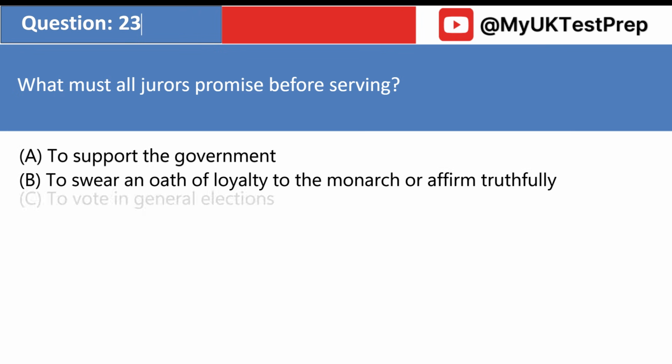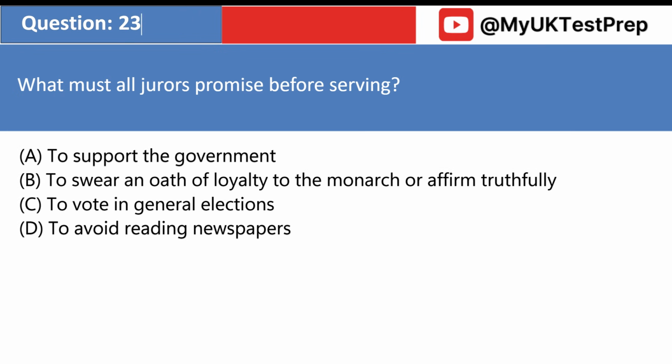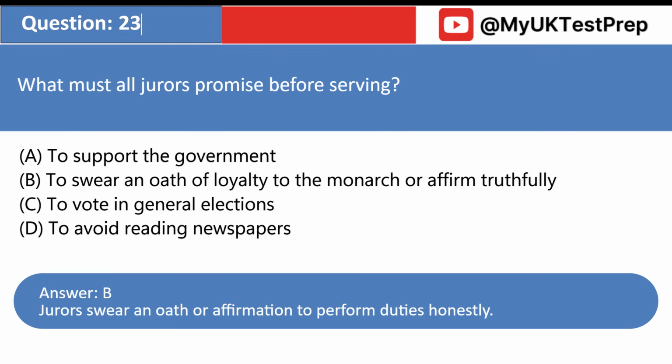What must all jurors promise before serving? A. To support the government. B. To swear an oath of loyalty to the monarch or affirm truthfully. C. To vote in general elections. D. To avoid reading newspapers. Answer, B. Jurors swear an oath or affirmation to perform duties honestly.